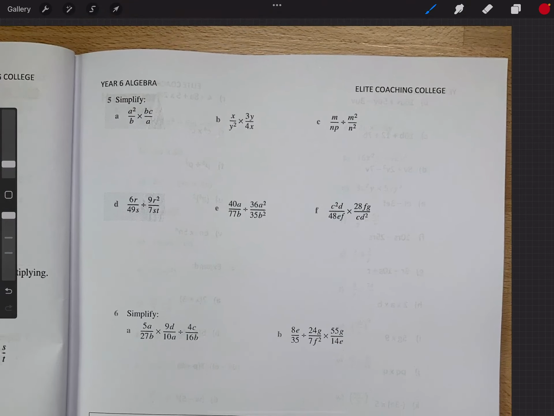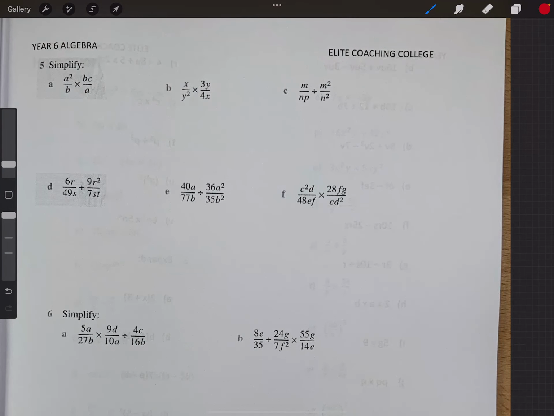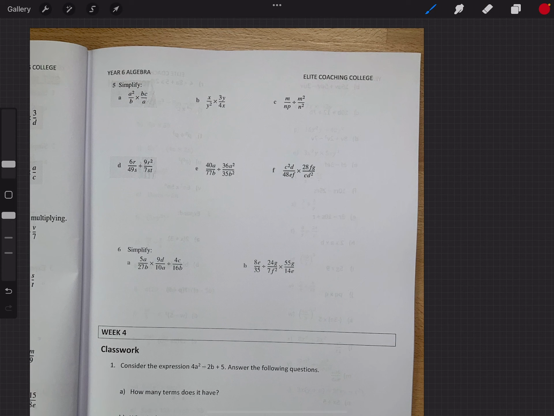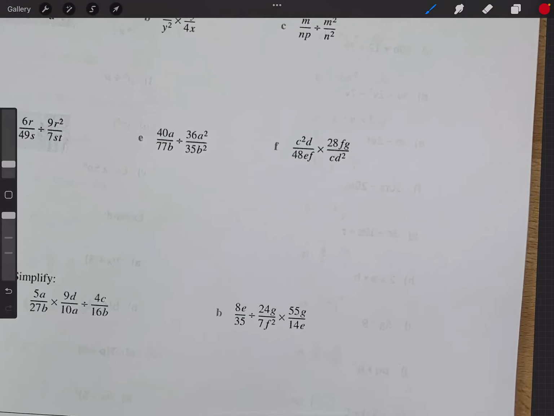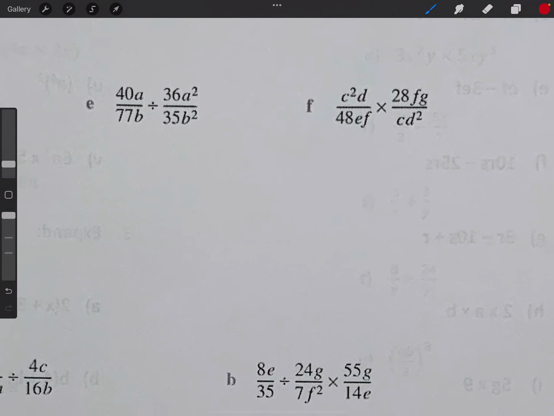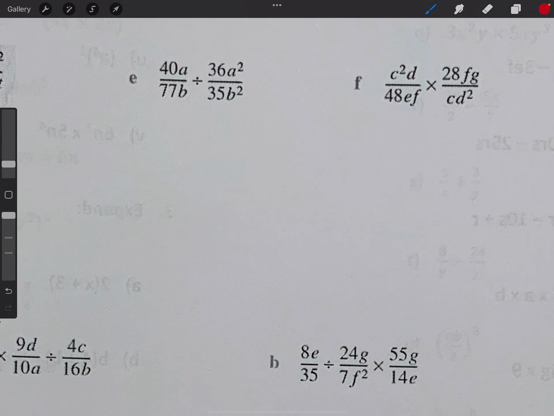Okay, question 5 says simplify. So let's see. I'm going to start with, let me see, there's not many questions here. So maybe I'll do one division and one multiplication. So maybe I'll do question E and F, because they look pretty hard.